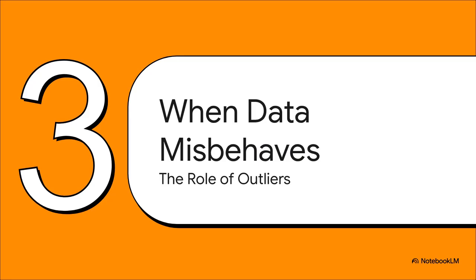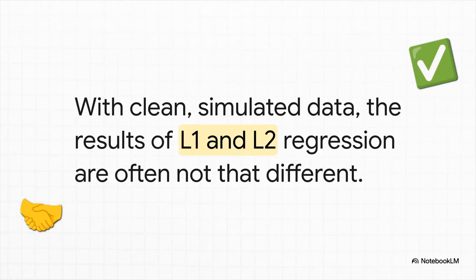Okay, so this is where that choice between L1 and L2 gets really dramatic. In a perfect world, our data is clean and nice. But what happens when it isn't? What happens when our data misbehaves? You know, in a perfect, clean data set, it honestly doesn't matter much which loss function you pick.